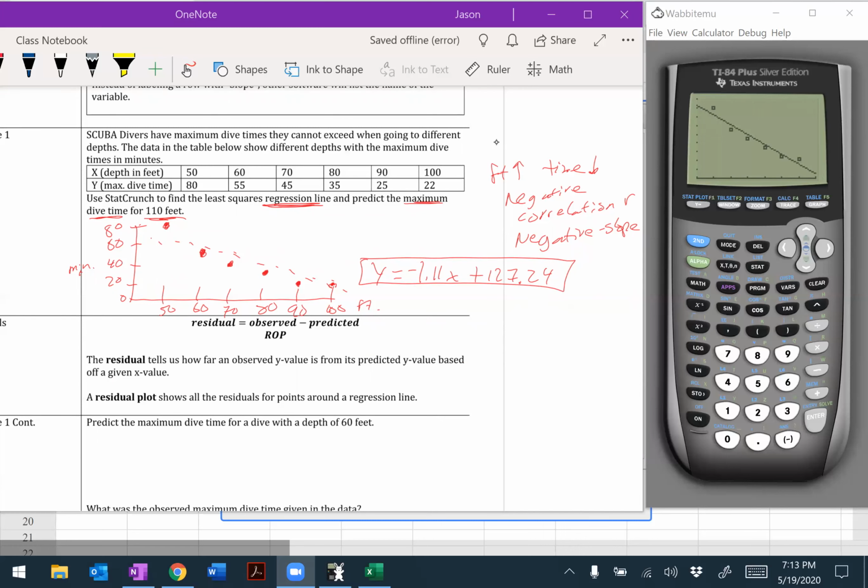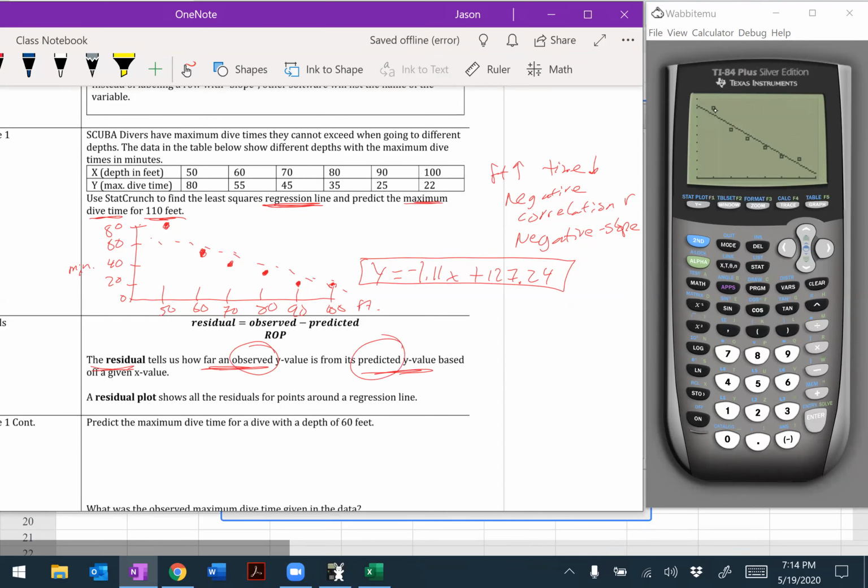Okay, so let's talk about the residuals. What does the residual mean? Well, the residual is how far away these points are from the line of best fit. The line of best fit best fits the data, but there still are differences between the points and the line. The residual tells us how far an observed y value is from the predicted y value. So we have observed and we have predicted, right?